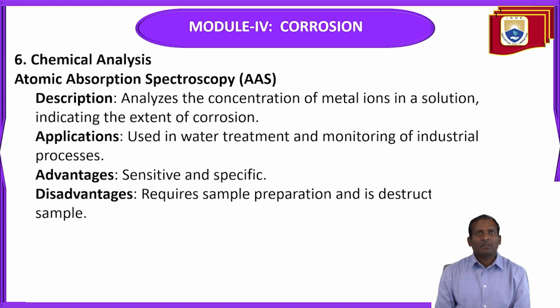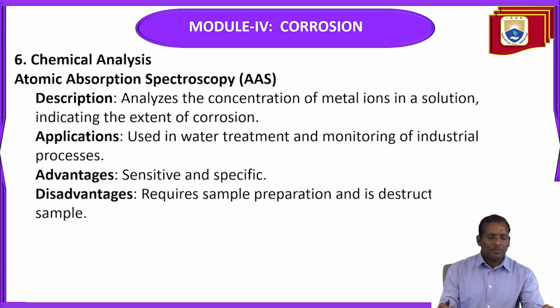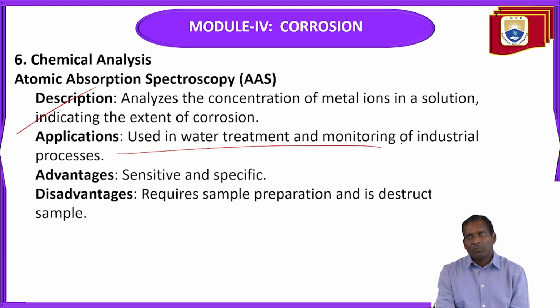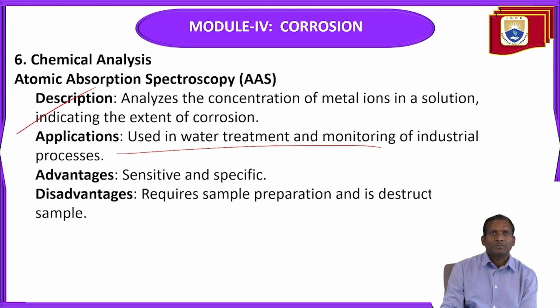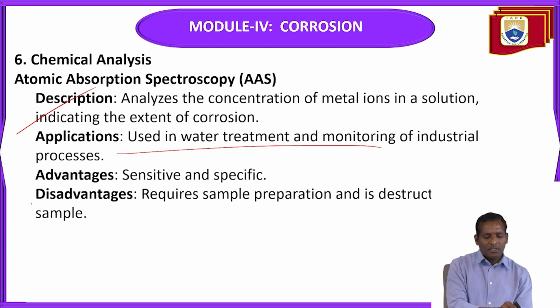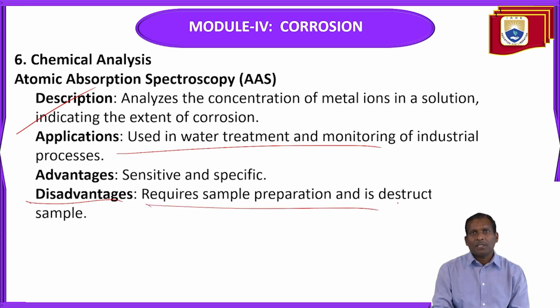Chemical analysis. Atomic absorption spectroscopy. In this, analyzes the concentration of metal ions in a solution, indicating the extent of corrosion. The applications are used in water treatment and monitoring of industrial process. The advantage is sensitive and specific. Disadvantages: requires sample preparation, is destructive to the sample.